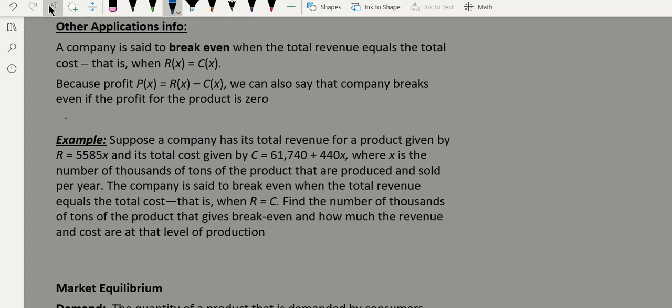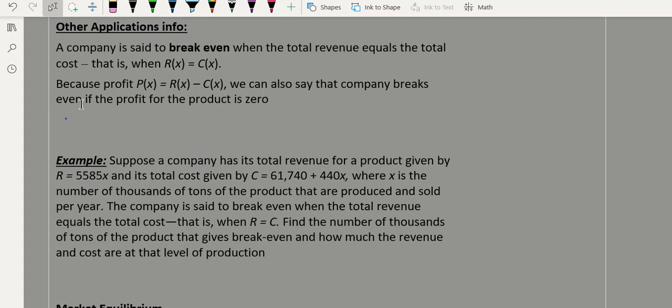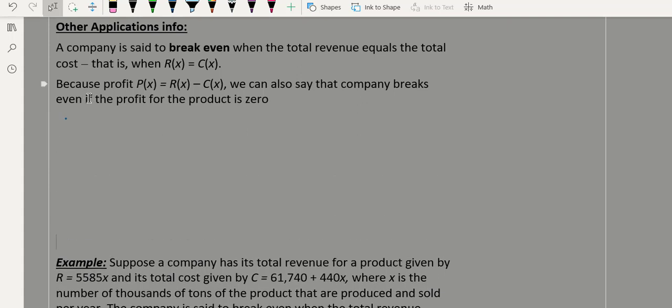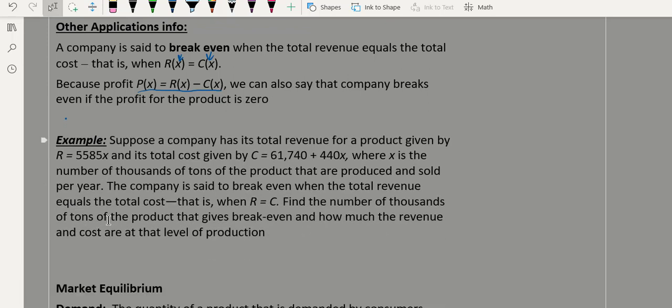Now, if we move on to a couple of other different things in the chapter, we'll talk about break even. If a company is said to break even, that means the total revenue equals the total cost. That means our R function, our revenue function, equals our cost function, right? And if we wanted to know anything about a profit function, that would be the revenue minus the cost function. All right. So these ideas are really important when we want to deal with statements that talk about break even.